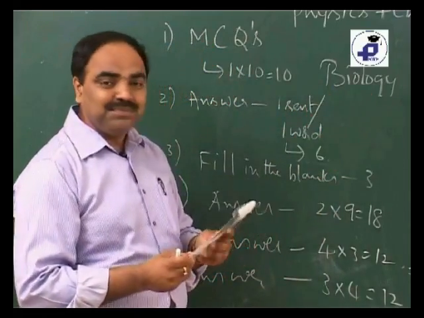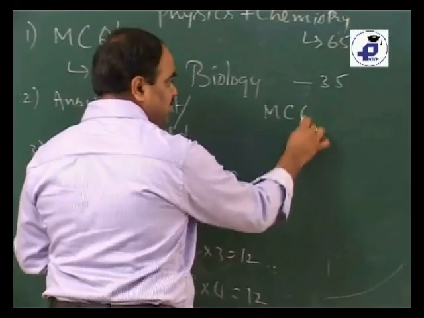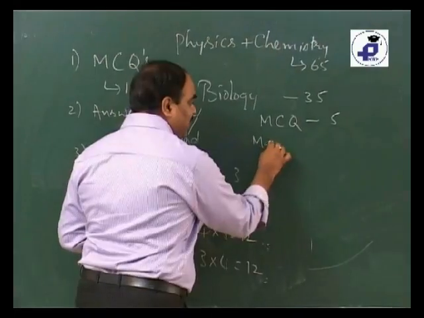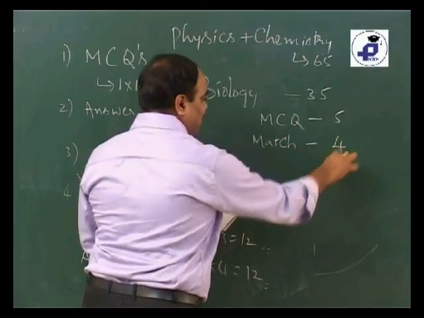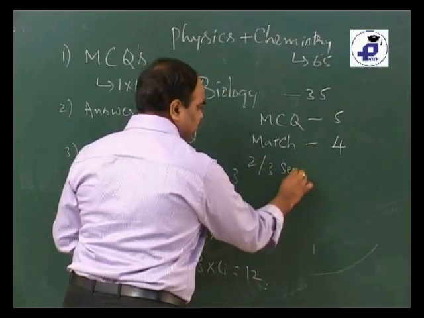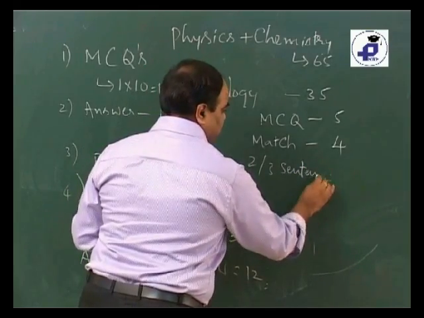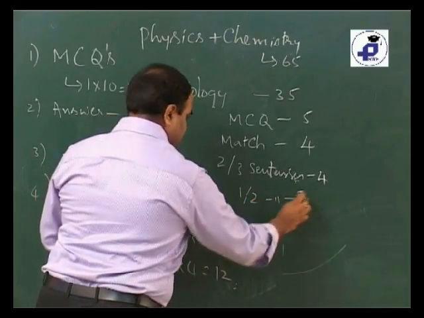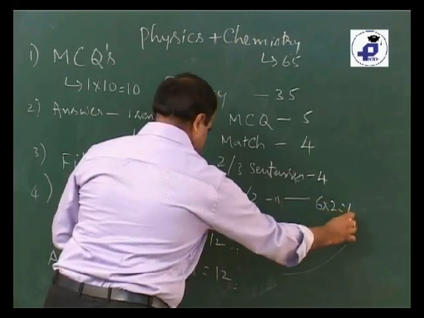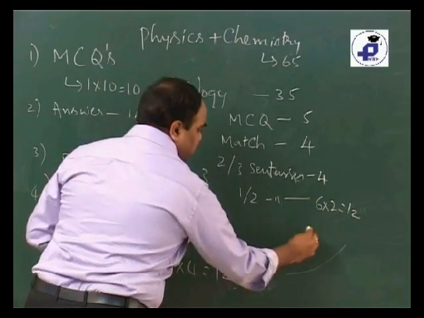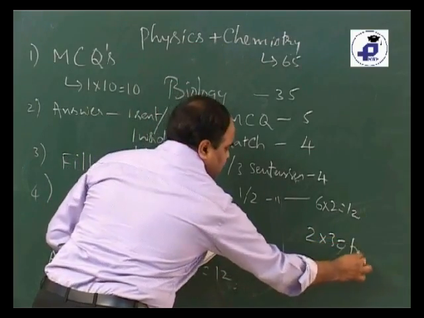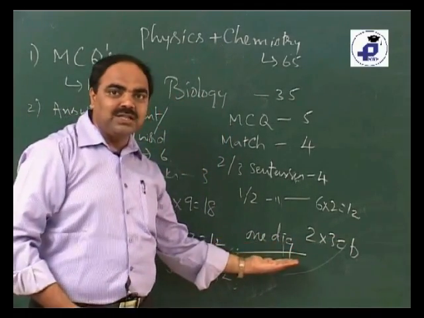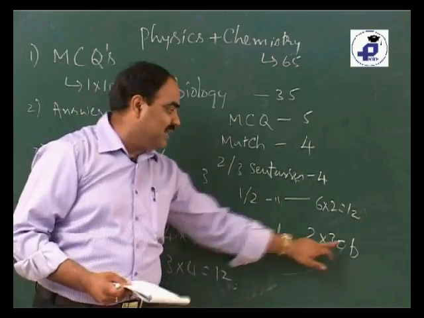When we go on to the biology, it's very simple. You have MCQs, which is only 5 marks. Then you have match the following, same structure, again 4 marks. 2 to 3 sentences, you have 4 marks. 1 or 2 sentences, it's 6 into 2, 12, and lastly you need to answer 2 into 3, which is 6 marks. Here one diagram is compulsory. One diagram we are going to concentrate on is going to be the major highlight in 2 into 3, 6 marks.